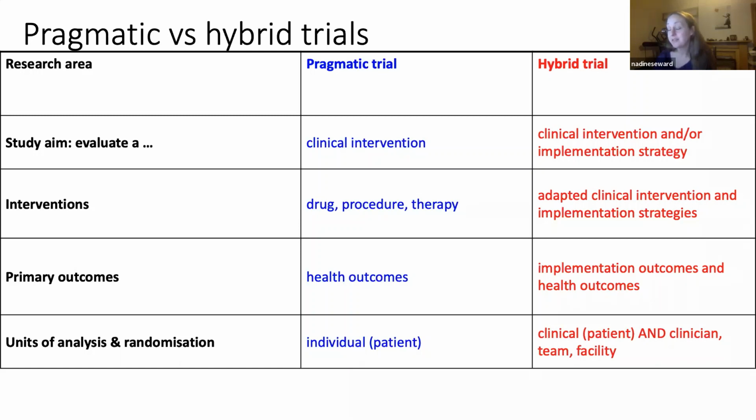A hybrid trial is a lot more interesting. It's a clinical intervention with different implementation strategies. The intervention is an adapted clinical intervention with implementation strategies. The degree of focus depends on the type of hybrid you're doing, which we're going to discuss in a minute, but the focus is on implementation outcomes or clinical or health outcomes. And we usually randomize clusters within this, and we analyze clusters and patients depending on the type of trial that you do.